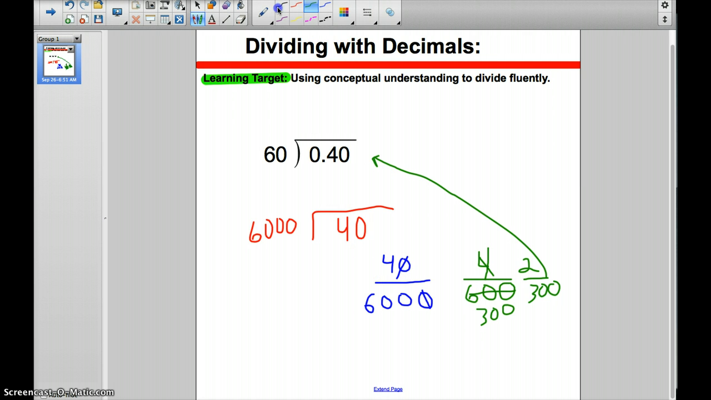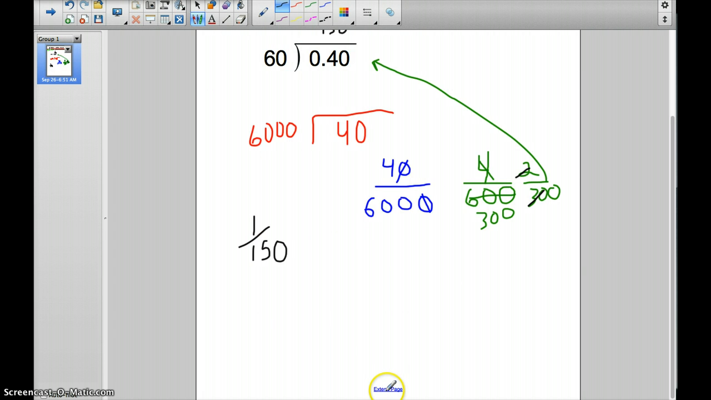From here I can simplify it even further. They're both even, so 2 divided by 2 is 1, and 300 divided by 2 is 150. Now I could report my answer like this, that 40 hundredths divided by 60 is 1/150th. This is technically the correct answer. I know I'm done with the problem because I can't simplify it any further. My numerator is 1. But what if I did want to report this as a decimal and then a percent?